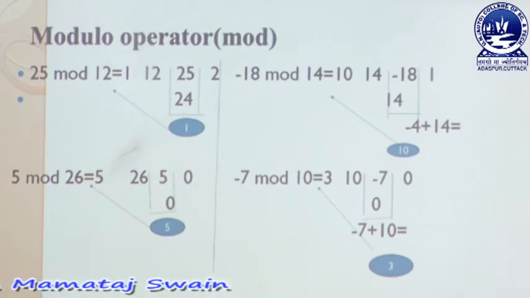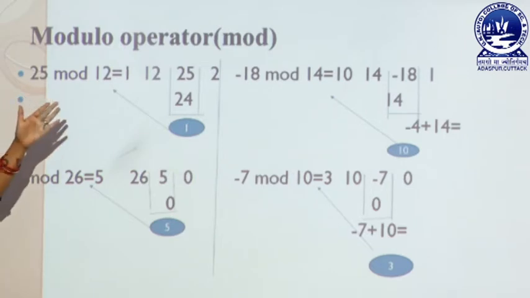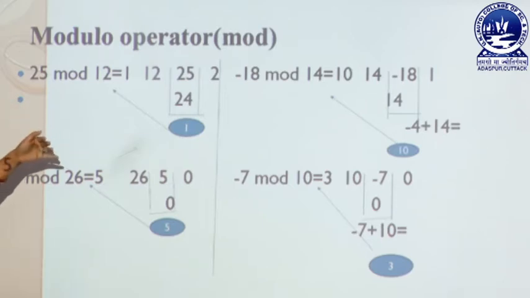Here I am calculating 25 mod 12. How to calculate this value? First you have to divide 25 by 12. When you divide 25 by 12, you get the remainder 1, which is the result. Then the second one, 5 mod 26. When you divide 5 by 26, you get the remainder 5, which is the result of 5 mod 26.